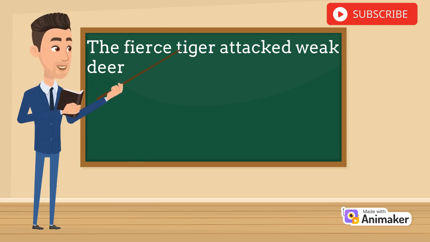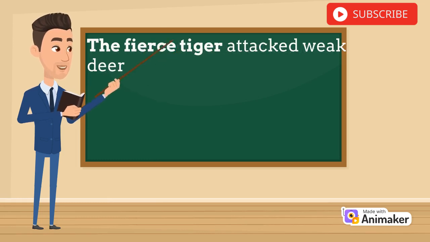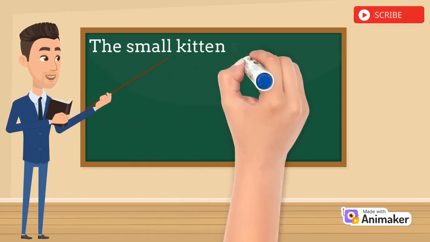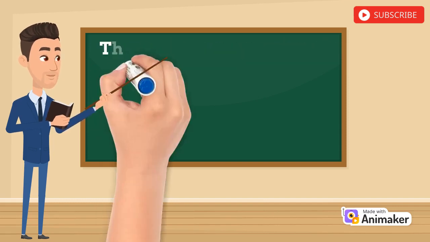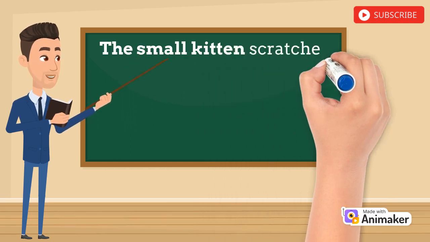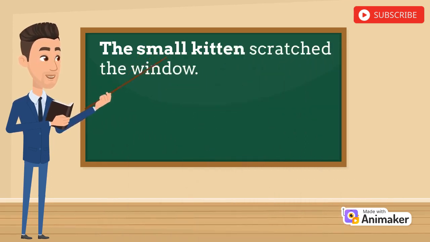Let me help you with this. The fierce tiger is the subject, and attacked the weak deer is the predicate. This is the second sentence. I hope you can answer this. The small kitten is the subject, and scratched the window is the predicate.